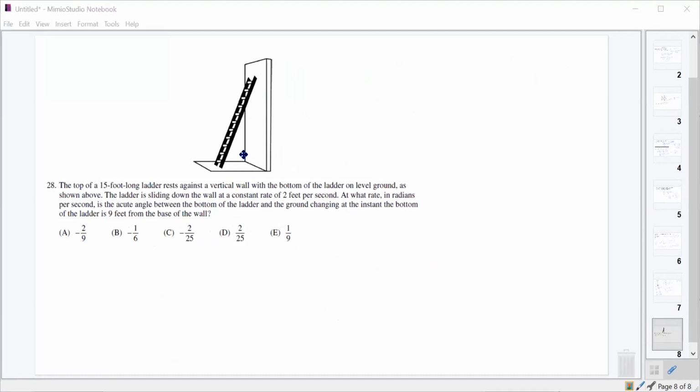We've got a ladder here that's resting against a vertical wall. That is our ladder, and it's sliding down the wall. And it's sliding down the wall at a rate of 2 feet per second. So I'm going to draw a different picture here because their picture is just too fancy and nice. I'm going to call this x, I'm going to call this y. I'm going to call this 15. I'm not going to call it z.